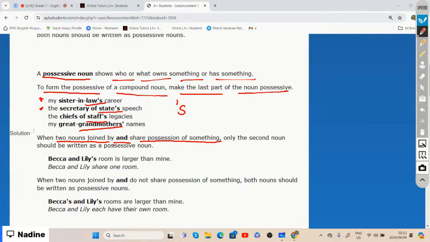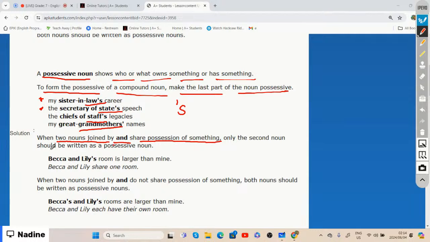And when we write it down, because remember, we are now using compound nouns, we're going to use and, for example, to join those two words. So when two nouns are joined by and, we share possession of something, then it means that only the second noun should be written as a possessive noun.